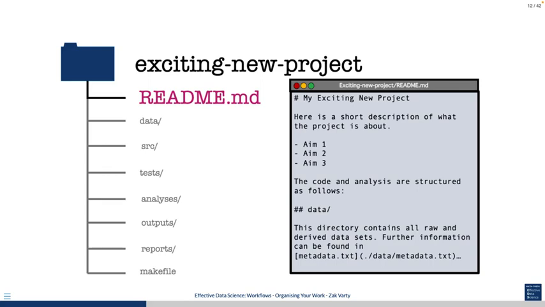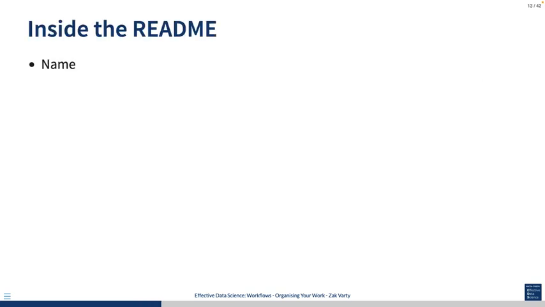Let's take a quick aside now and see in more detail what we want to cover within this readme file. First up, a readme should include the name of the project, which should be self-explanatory, so nothing at all like my generic choice of exciting new project here.